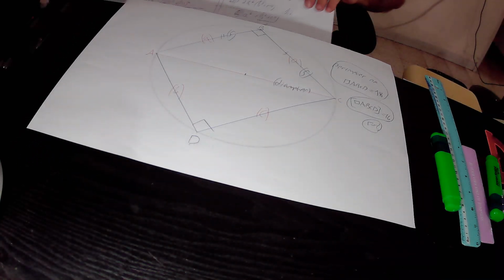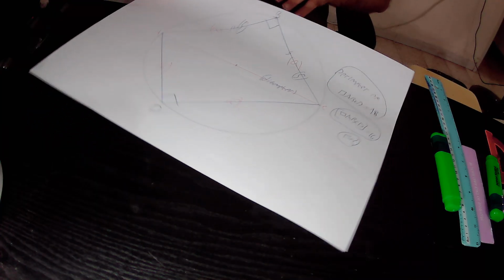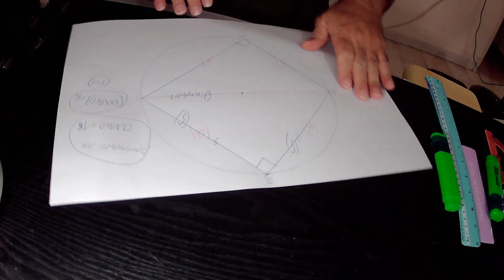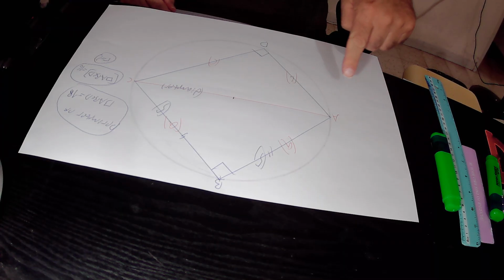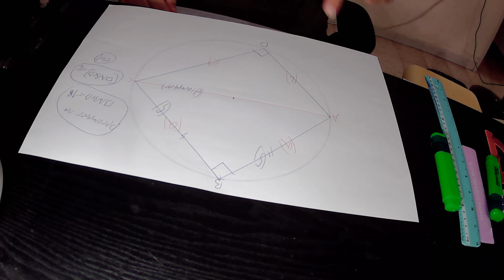In the next step, we implement the Pythagoras theorem on this right triangle ADC. According to the Pythagoras theorem, in this right triangle ADC, AC squared, that is the square of the hypotenuse, equals AD squared plus DC squared.